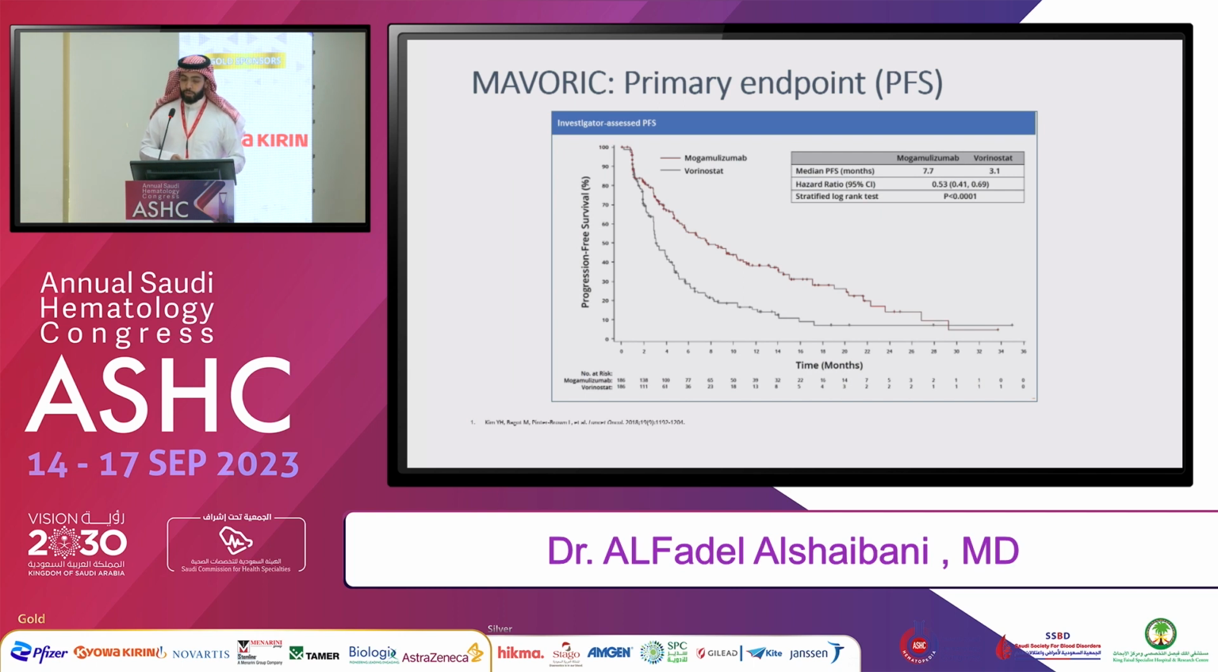The primary endpoint for this trial was progression-free survival. As you can see here, mogamulizumab is superior to vorinostat, with a median progression-free survival of around 7 months compared to 3 months. And this is a common theme in cutaneous T-cell lymphoma in general. With other systemic lymphomas, diffuse large B-cell lymphoma, Hodgkin lymphoma, etc., your target here is cure. However, for cutaneous T-cell lymphoma, unfortunately, cure is not attainable unless you do an allogeneic stem cell transplant.